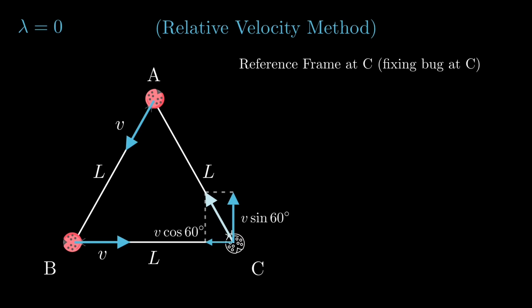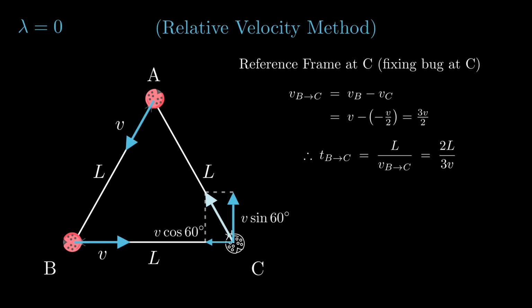and as for the projection along BC, which is what we require, it is V cos 60 degrees or V by 2 towards B, that is in a direction negative to C, as though it's moving away from B with a speed V by 2. So the relative velocity of B with respect to C is V minus negative V by 2, which is 3V by 2. Thus, the distance between B and C closes at this speed. From this, we can obtain the time t as L over 3V by 2 or 2L by 3V, which is the same result as before.